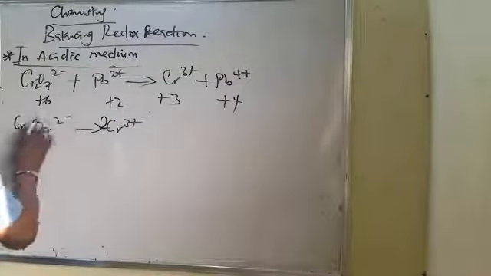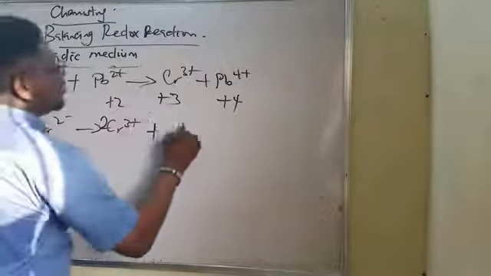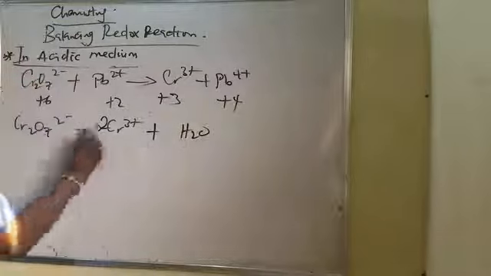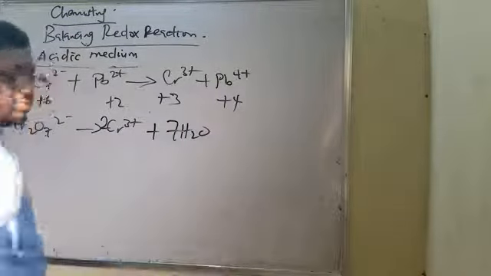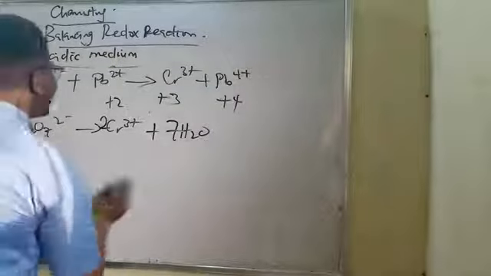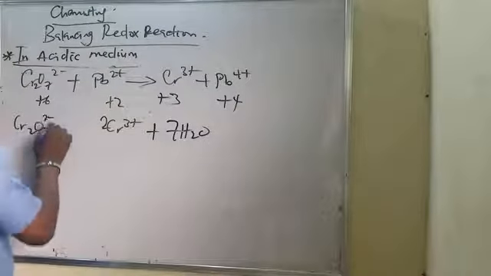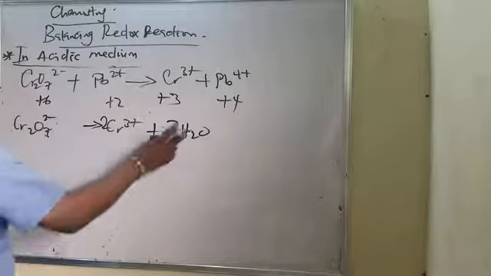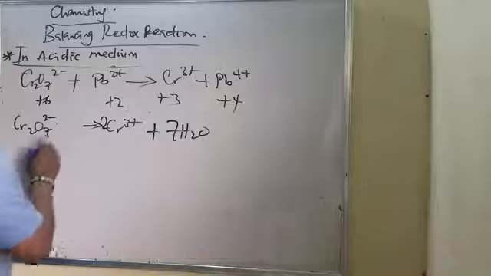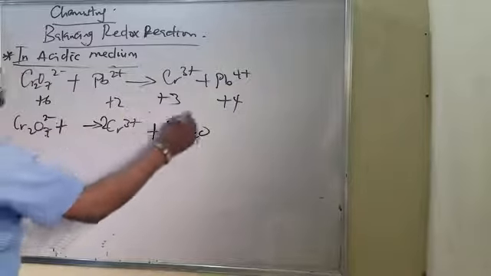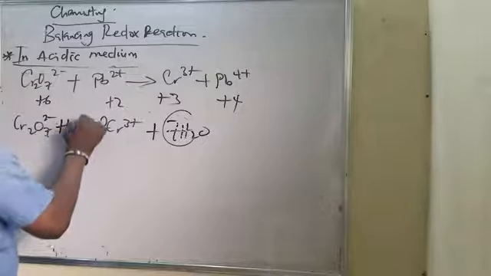After this is done, I've balanced it. Then I can now balance the oxygen by adding water here. But the number of water I need to add is 7 because my oxygen here is 7. So that becomes 7H2O. And because I have added this here, I need to balance my hydrogen atoms by adding hydrogen ions, or protons, on the other side. How many? I have 14 hydrogen atoms here. That becomes +14H⁺.